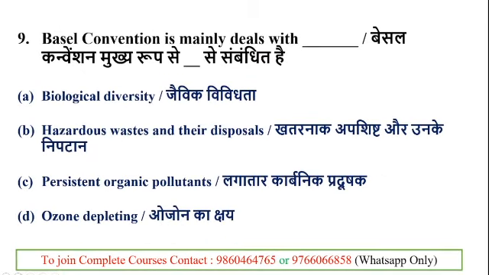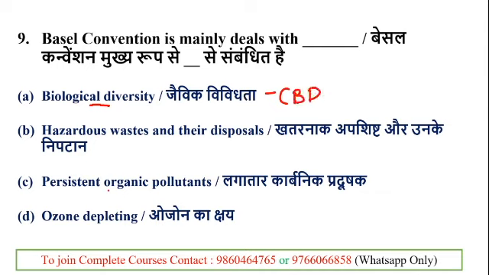Clear. And the next one: the Basel Convention mainly deals with... So these are the conventions for the protection of the environment. Clear. So the Basel Convention deals with... here, biological diversity we can get as the CBD, the Convention on Biological Diversity.